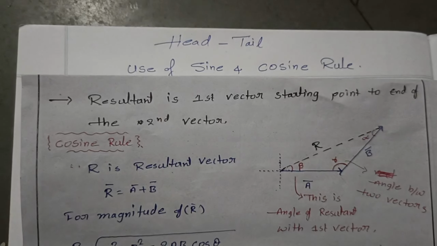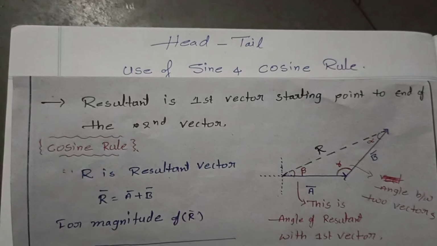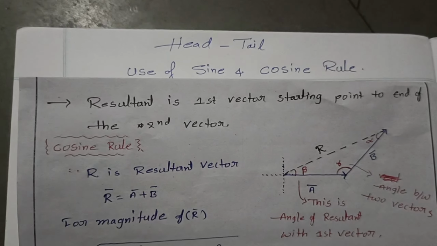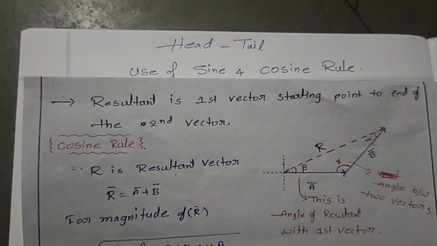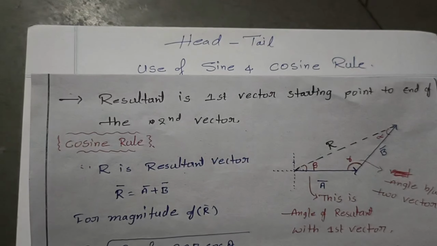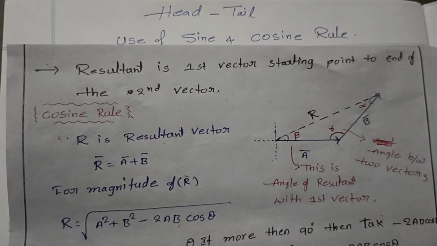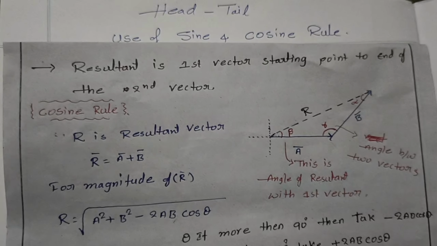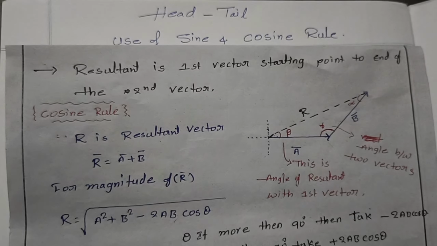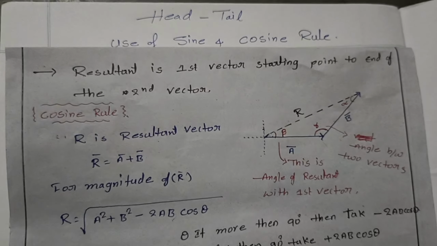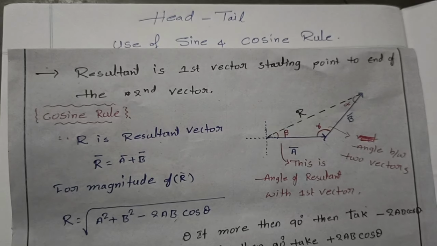Hi friends, today we are going to discuss the sine and cosine rule, and how to use them in the case of two vector additions. To use this formula, mainly you should remember the head-tail method. That means the first vector's head should be added to the tail of the second vector.